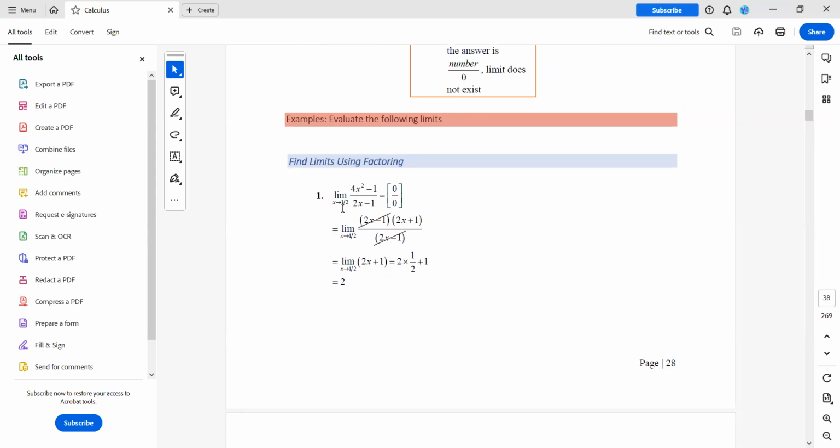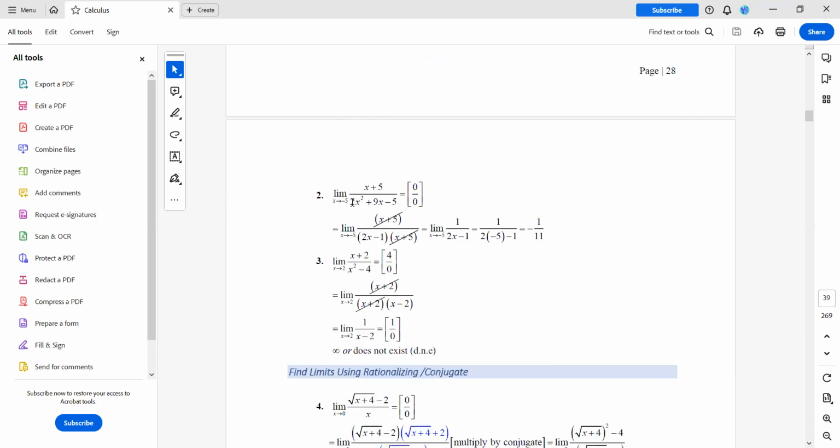Now let's move on to the first example. It says limit when x is 1/2 of 4x squared minus 1 over 2x minus 1. If we put x as 1 over 2 into this equation, we get 0/0, right? That means we can find the limit of this question. So 4x squared minus 1 is the difference of two squares. So you have 2x minus 1 times 2x plus 1, divided by 2x minus 1. 2x minus 1 cancels out, right? You delete it, then you're left with 2x plus 1. You put x as 1 over 2 into 2x plus 1. So you are left with 2 times 1 over 2 plus 1, which gives you 2.